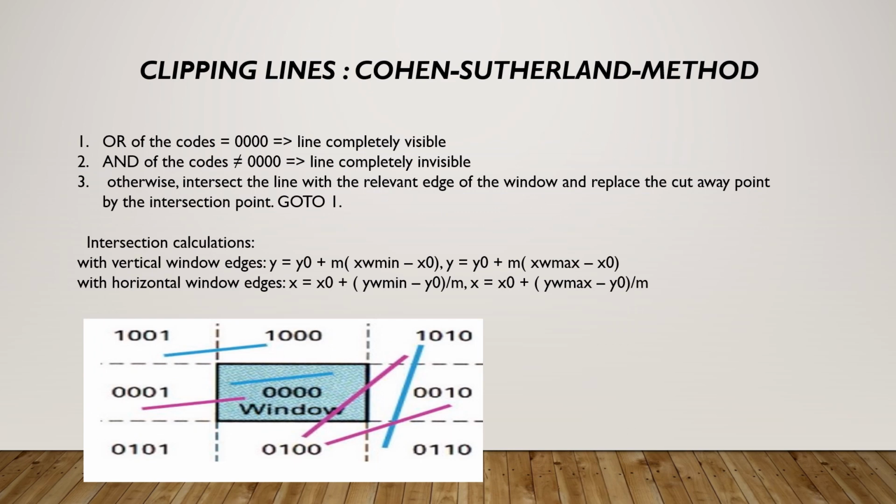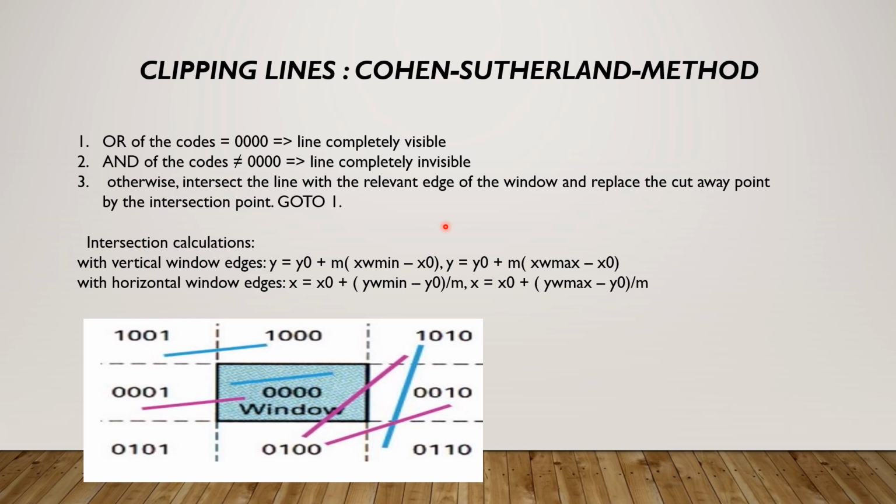Line clipping can be done through the Cohen-Sutherland method. Here is an example of the Cohen-Sutherland method. If the OR of the codes is 0000, the line is completely visible, and we do an AND operation for the codes. If it is not equal to zero, then the line is completely invisible. Otherwise, intersect the line with the relevant edge of the window and replace the cut away point by the intersection point. Go to 1.